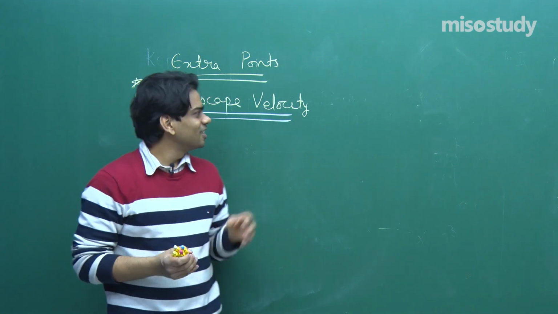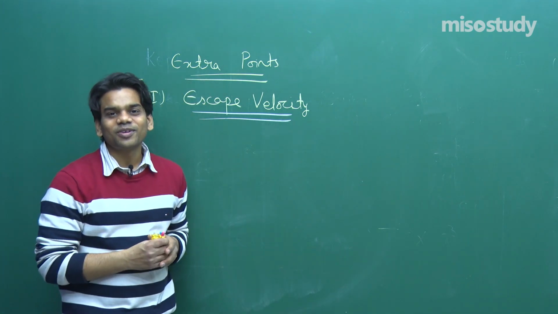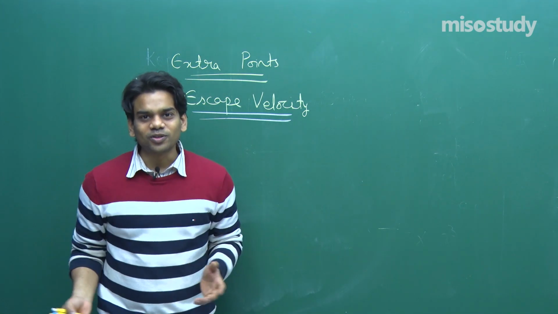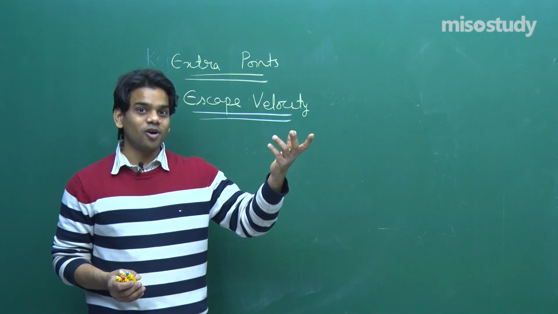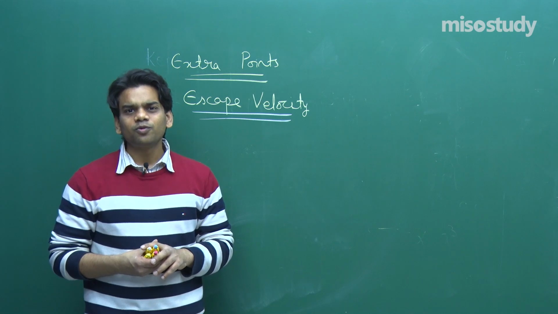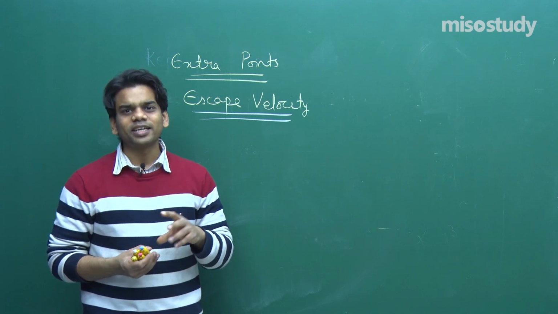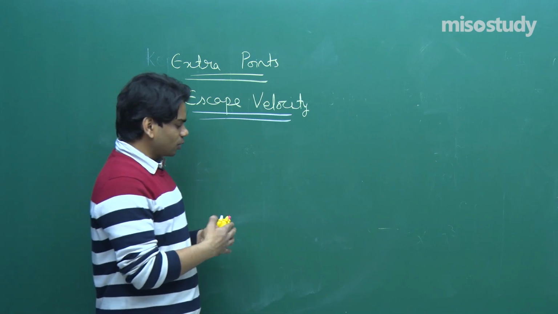But don't think like that. Actually, escape here is used in a different way. Any object on the surface of Earth, if it wants to be relieved from the surface of Earth, with what velocity are we going to project it so that it will never come back? What I mean to say, suppose this is the surface of Earth.